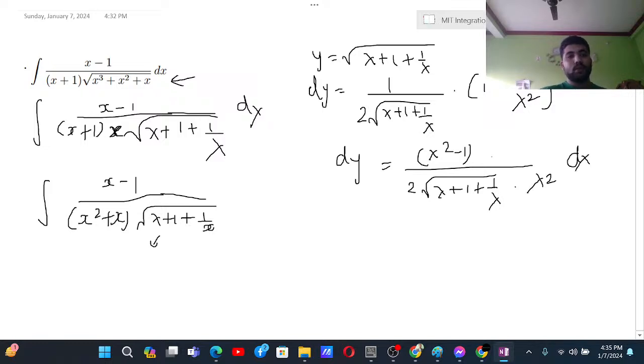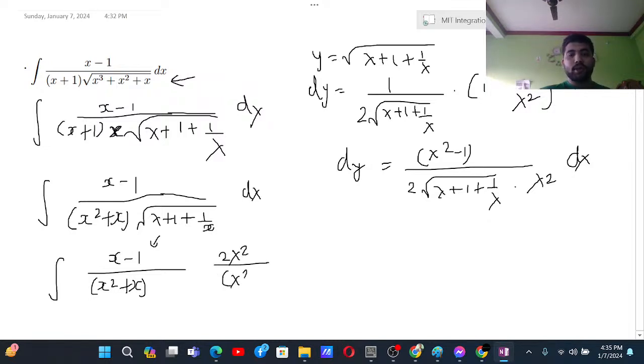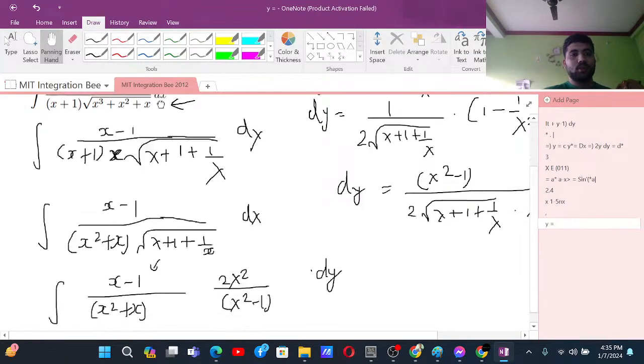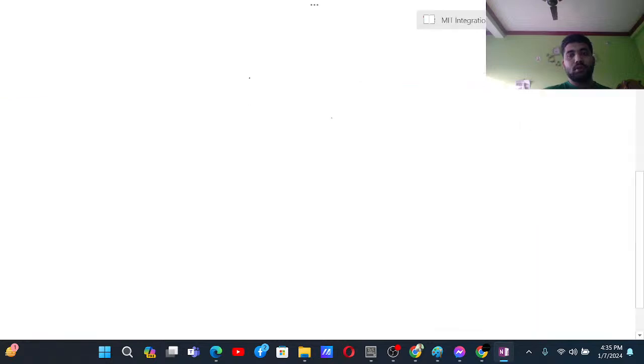Okay, so now we can try to substitute this in place of dx, and I think that will help us. Well, let's see if that does or not. x minus 1, x square plus x, so that will be 2x square by x square minus 1 and then dy. Okay, now let's try. I'm going a bit deeper.